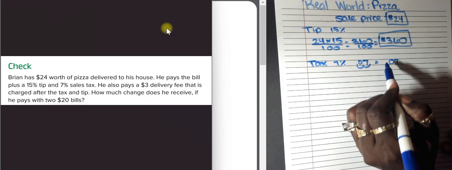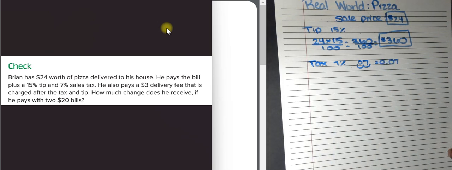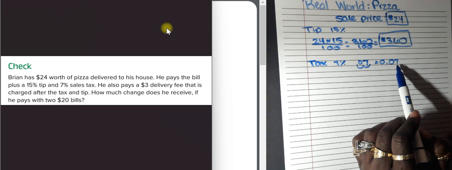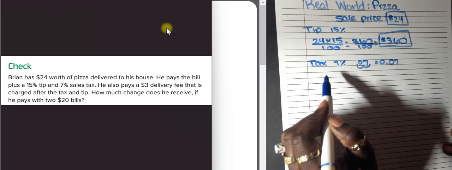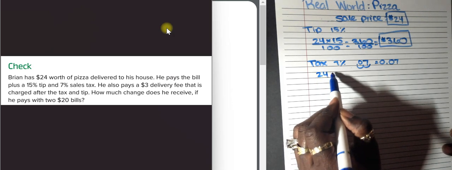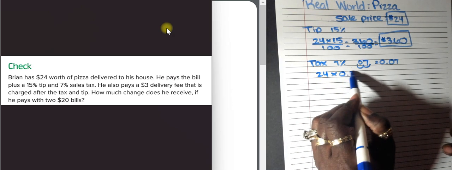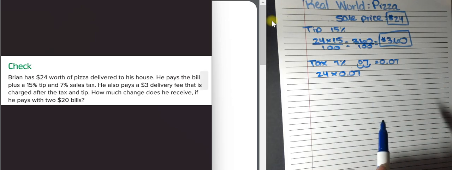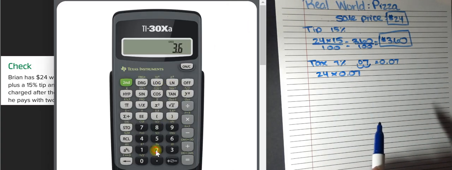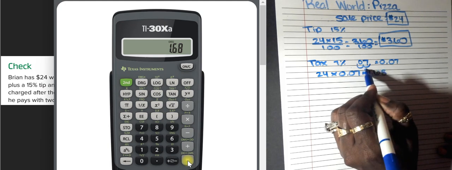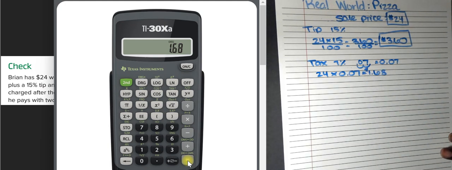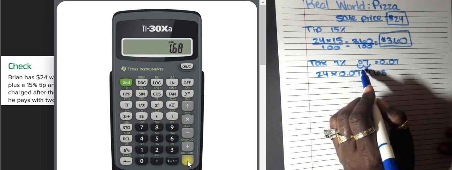0, 7, and we have our decimal here, and I'm going to put a 0 to let us know that there's 0 wholes and 7 hundredths. Okay. Now we're going to just multiply our sale price, which is 24 times 0.07. And so 24 times 0.07 gives me $1.68. Okay, so that's $1.68. So now we have the tax amount.